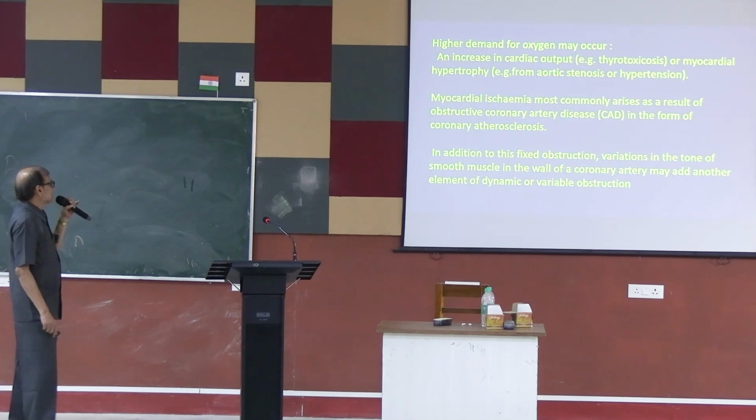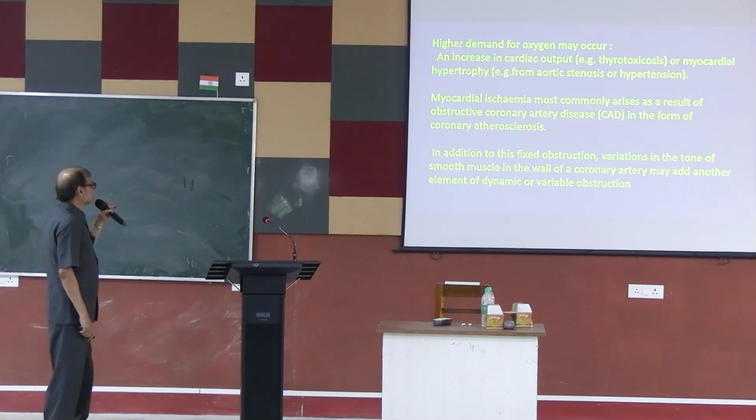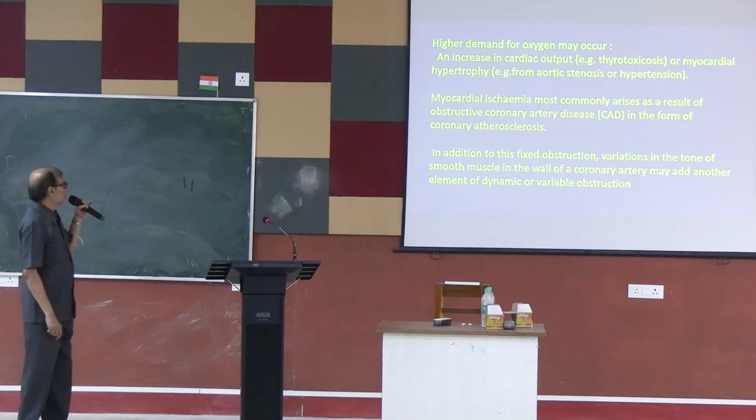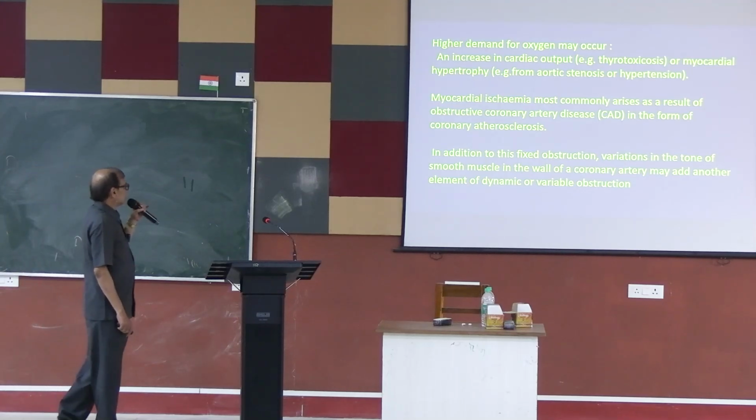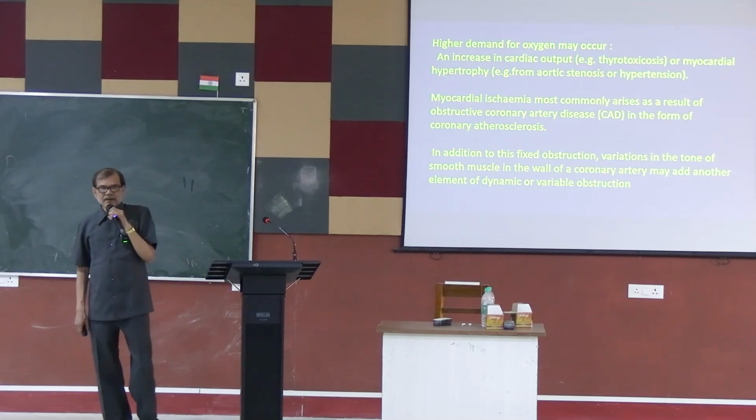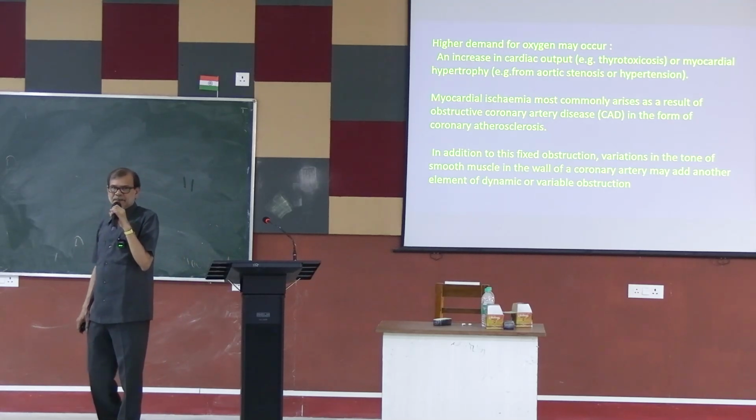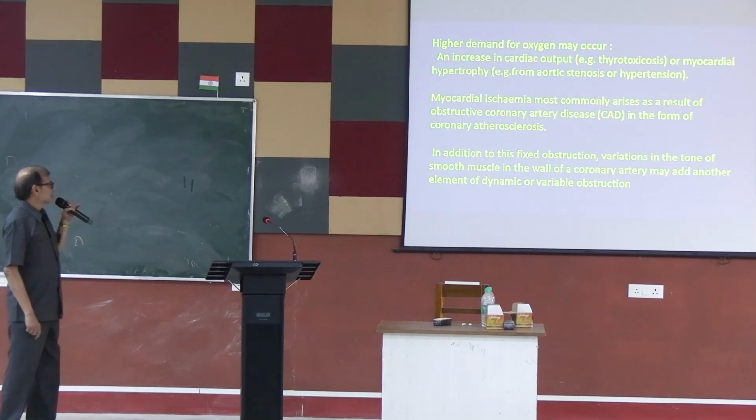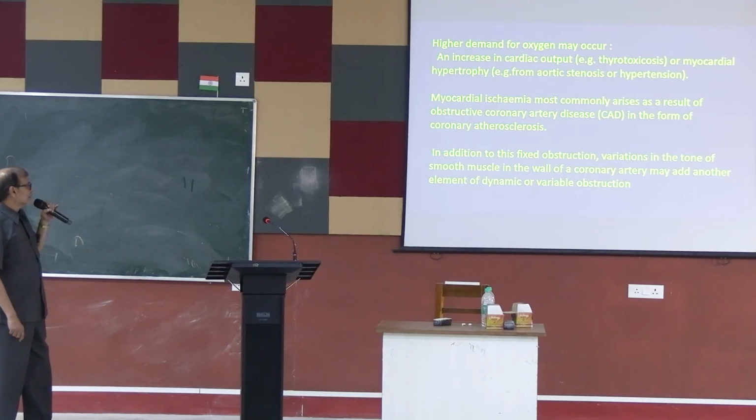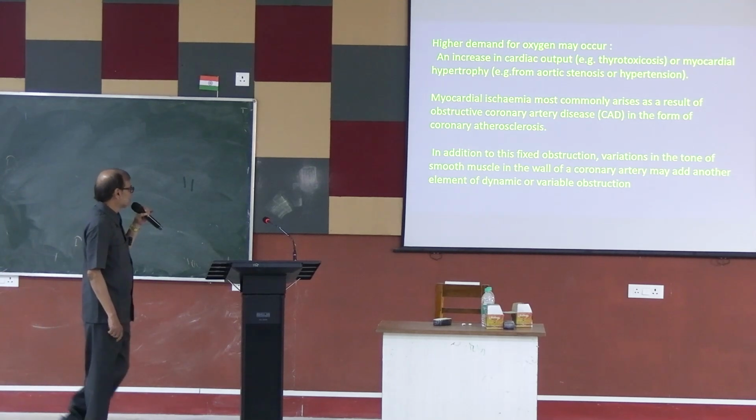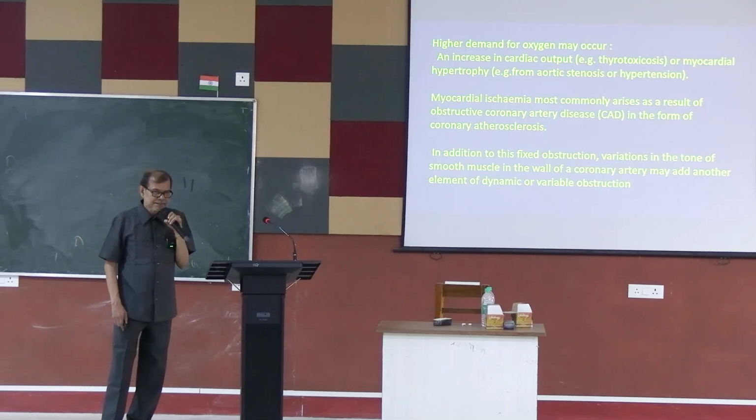High demand for oxygen may occur with an increase in cardiac output, as for example, thyrotoxicosis or myocardial hypertrophy, especially LVH, in a setting of aortic stenosis or hypertensive heart disease. Myocardial ischemia most commonly arises as a result of obstructive coronary arterial disease or CAD, in the form of coronary atherosclerosis.